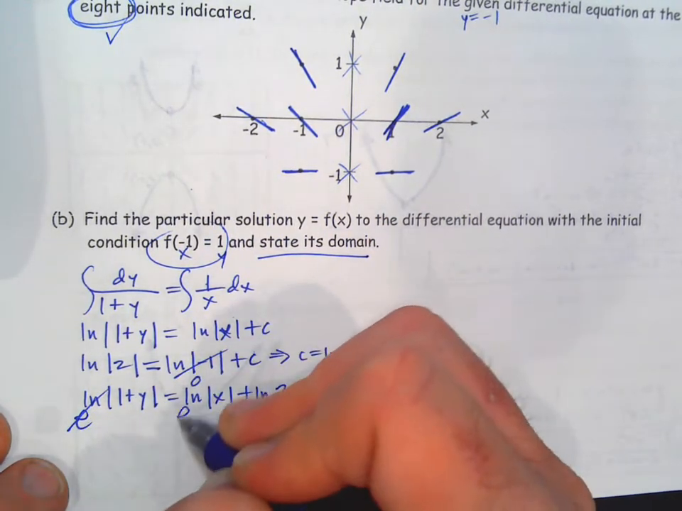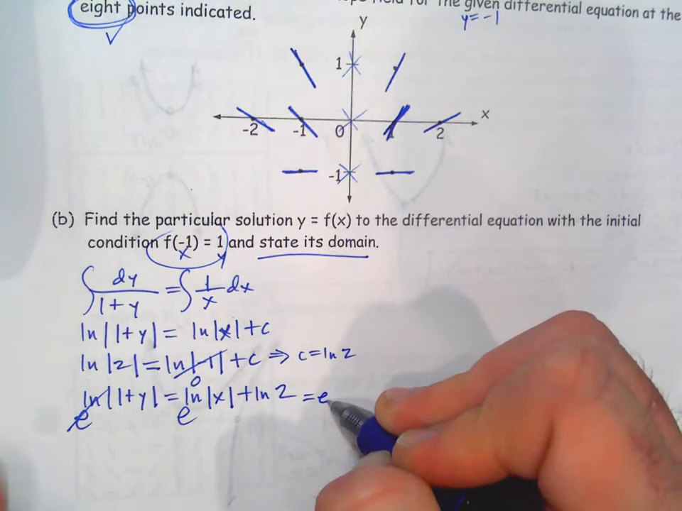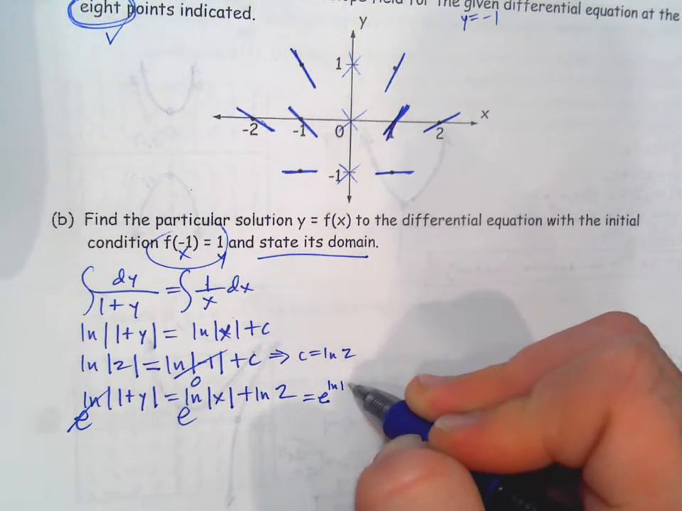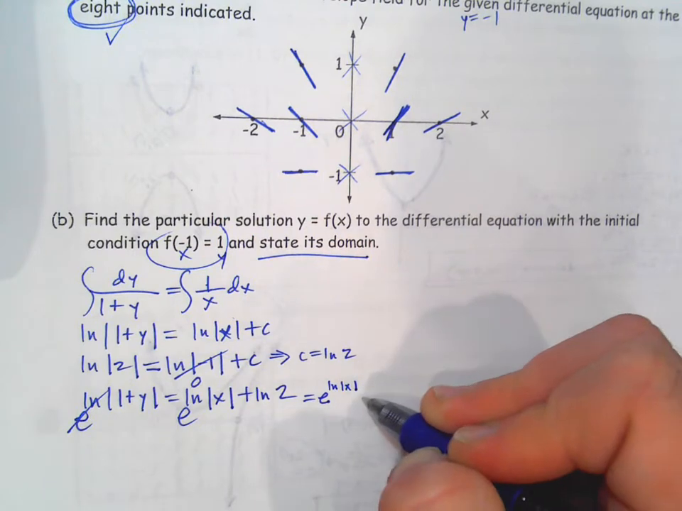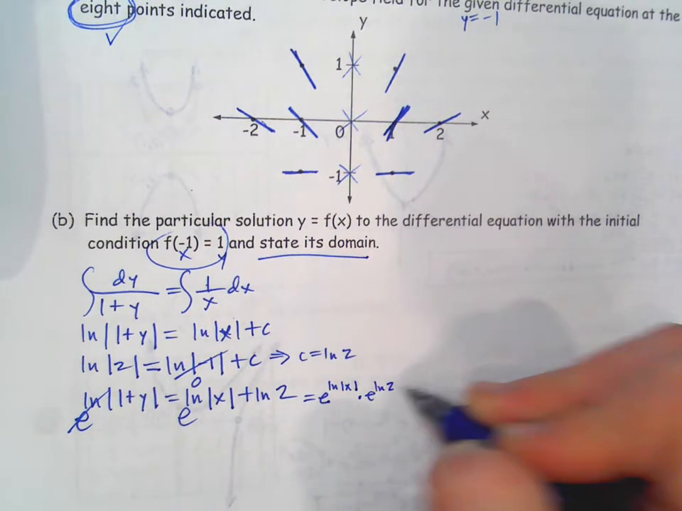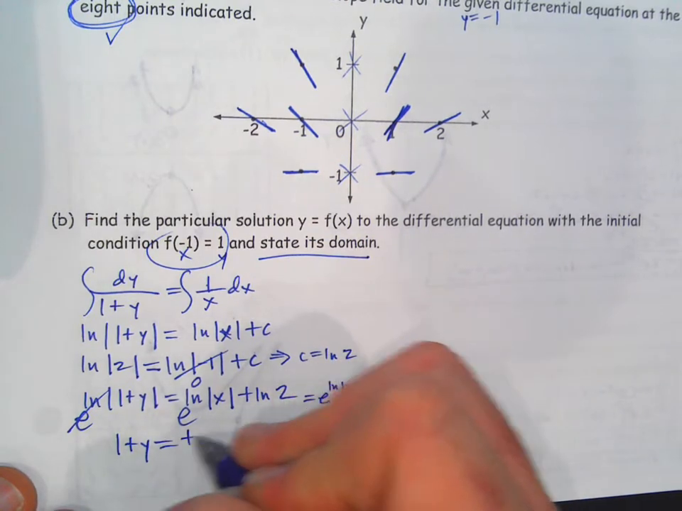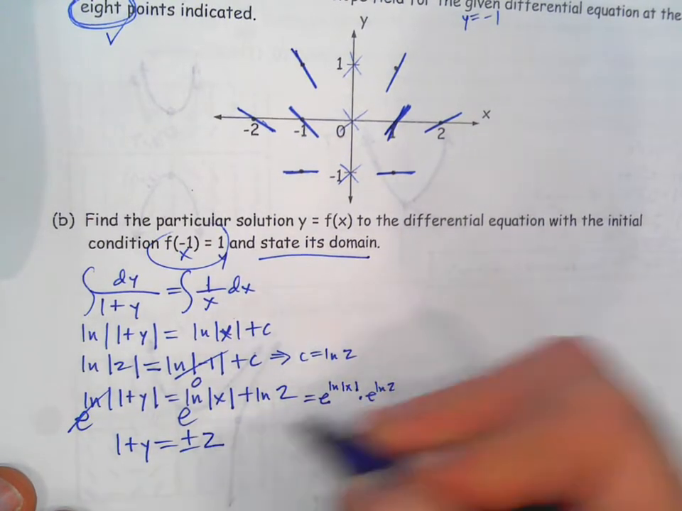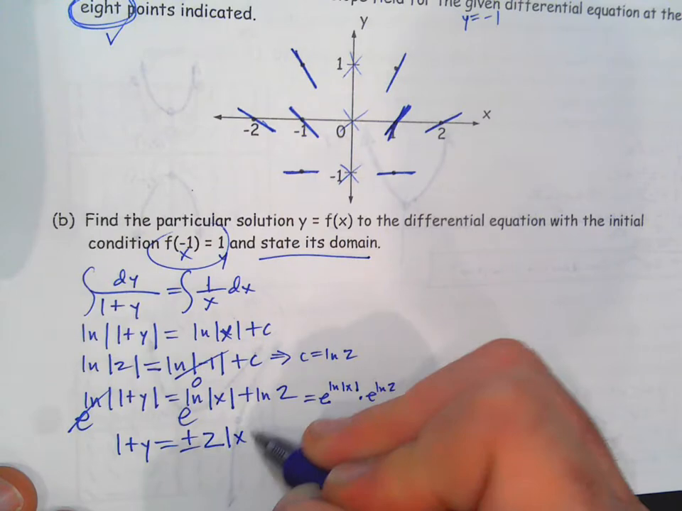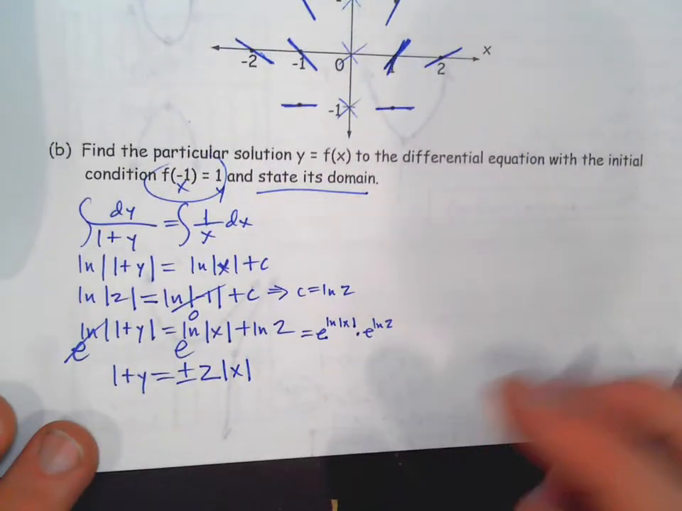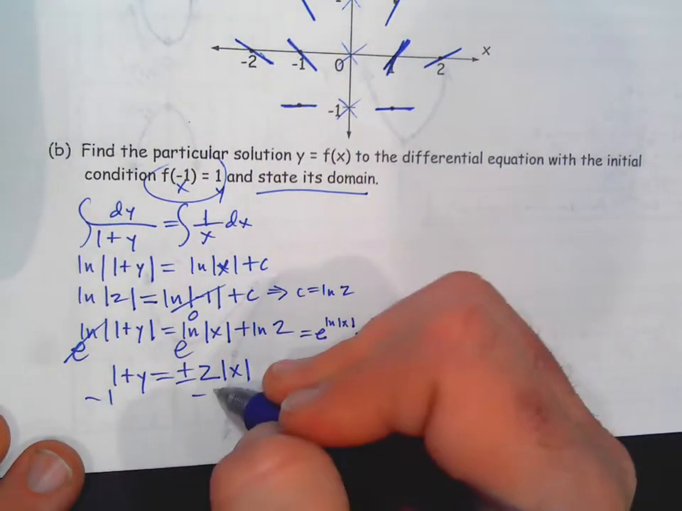Exponentiate both sides. Rules of exponents say this could be e to the natural log of x times e to the natural log of 2, which is going to work out really nice. Then to get rid of the absolute values, you got to do plus or minus. So this is going to give you a 2, and this is going to give you absolute value of x. Then we subtract 1 from both sides.